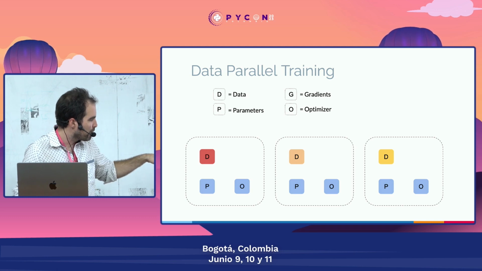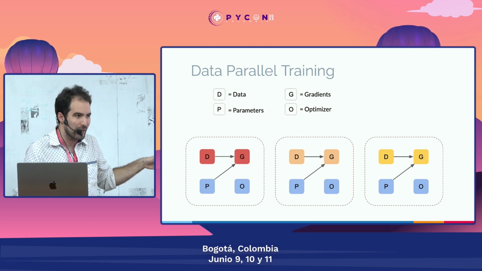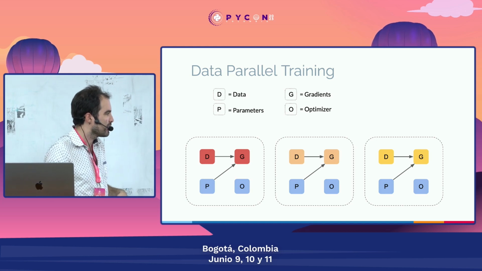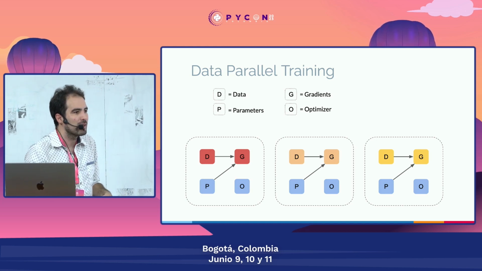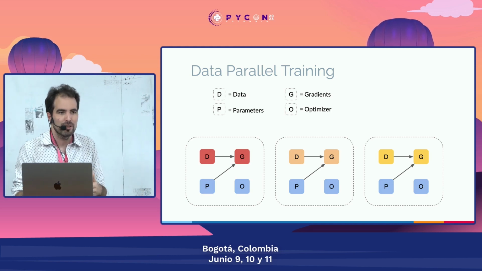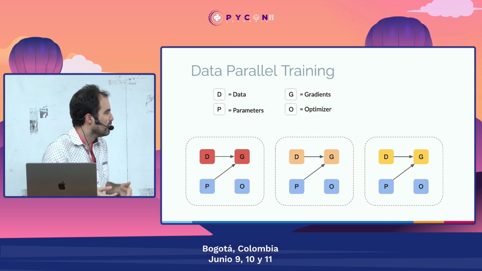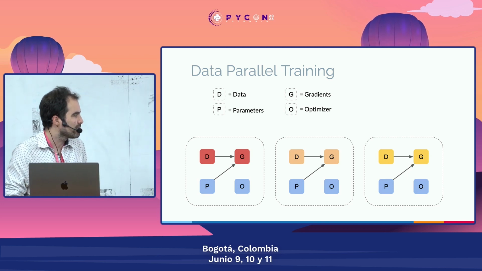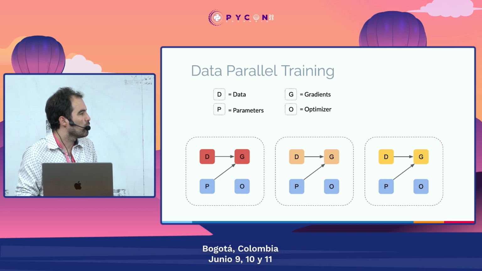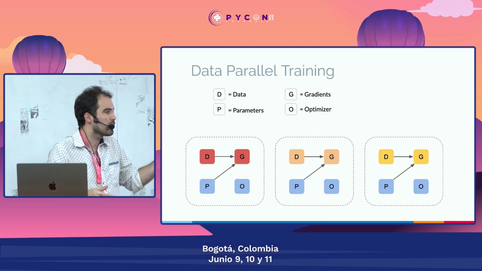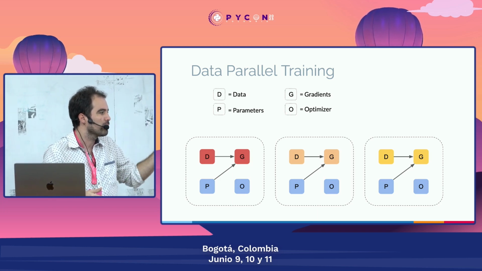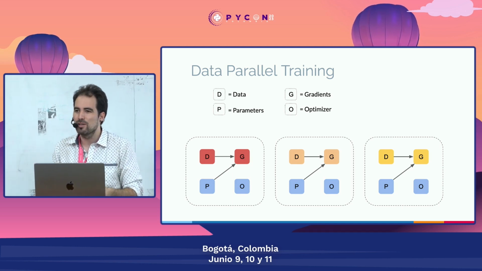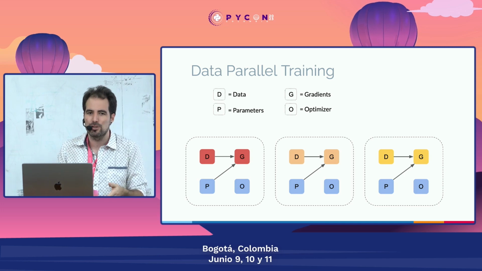And how does training look? If we use the data and the parameters, we get gradients, right? That's the process. But because the data is different, the gradients are going to be different on each device. What we usually want to do is use the gradients to update both the optimizer state and the parameters, but we can't, because that would give us different parameters and different optimizer state.